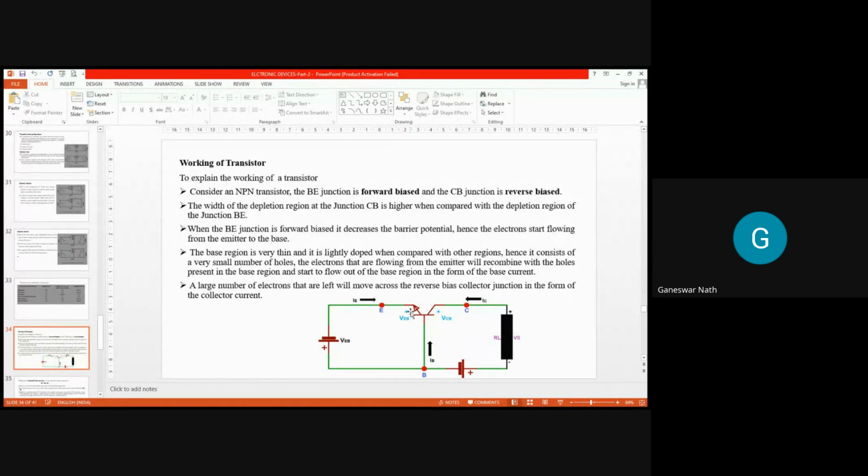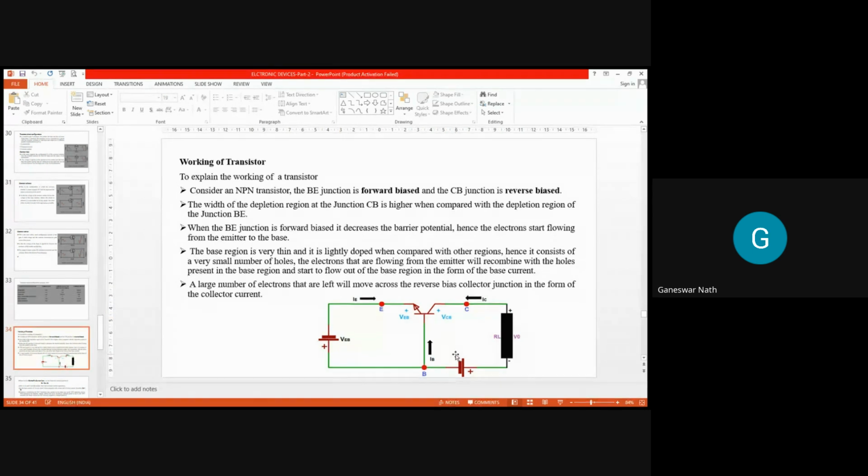Suppose 100 electrons are flowing here. Only 5% of the electrons combine with holes, and the other 95% move towards the collector, constituting the collector current. A large number of electrons that are left will move across the reverse-biased collector junction in the form of the collector current here.